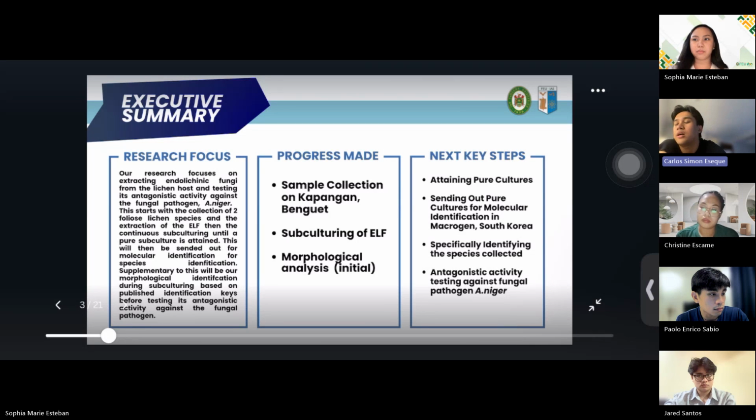And here are our next key steps, which are attaining the pure cultures, sending them out for molecular identification, and specifically identifying the species collected before testing their antagonistic activity against the fungal pathogen.